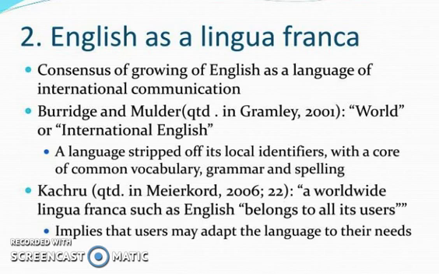I mean not English only. Should lingua franca speakers be natives? No, it has no limits. There may be natives or non-natives, it doesn't matter. It implies that users may adapt the language to their needs. Of course, if you want to speak in a lingua franca, you should adapt the language in your everyday life. While studying, even shopping, going to a restaurant, you have to speak in this language.